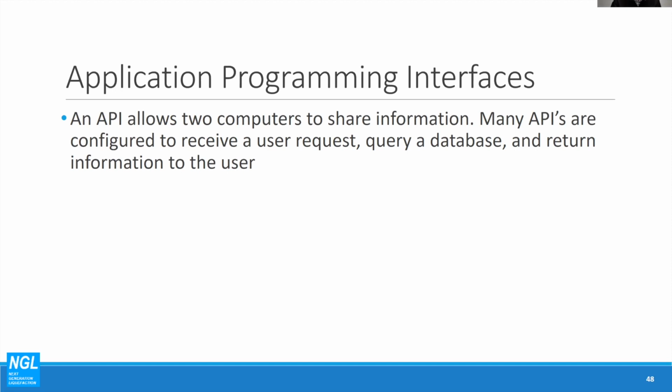They set up an application programming interface. So an API really is just a piece of code that allows two computers to share information, or actually two different applications. They could be two applications on the same computer, but usually it's across computers. A lot of APIs are configured to take a user request, query a database, and then return some information. So this simplifies the access to data.